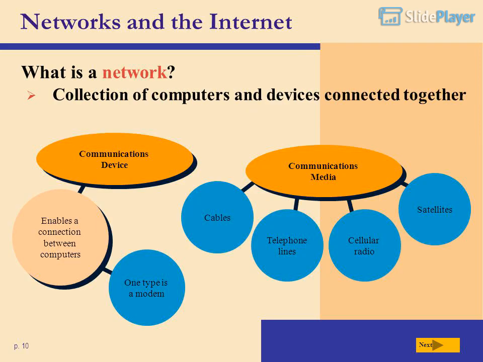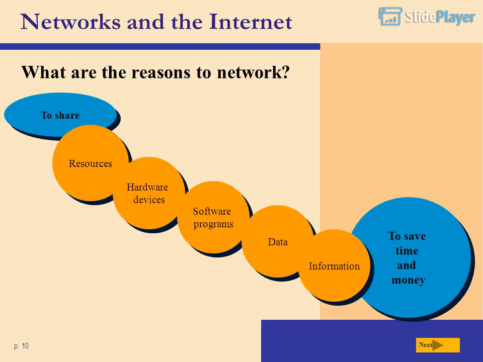Next, networks and the Internet. What is a network? A collection of computers and devices connected together. Communications devices and communications media include cables, satellites, cellular radio, and telephone lines. They enable a connection between computers. One type is a modem.